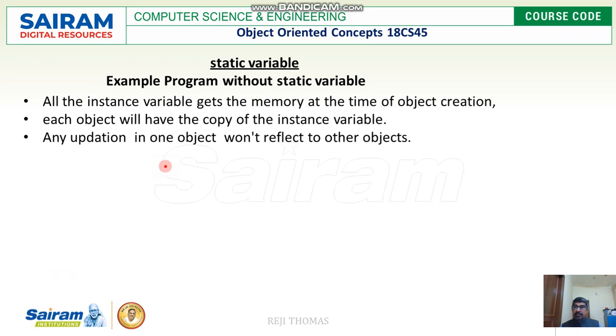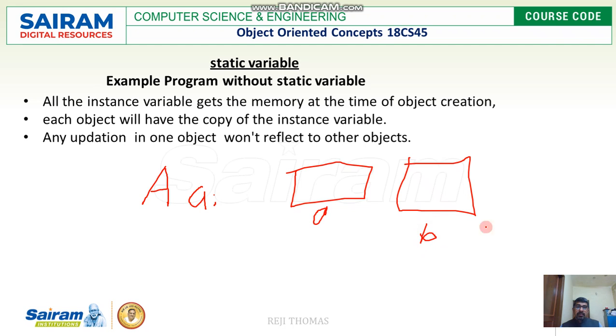So think that I've taken a class A. For class A, I'm creating an object, let us take it as my small letter a. I've created another object called b. Think that I've created a third object called c. So each object is going to have its own space in the memory, and each object is going to have its own copy of the instance variable. So if I make changes in any of the objects, it will never get reflected in other objects.